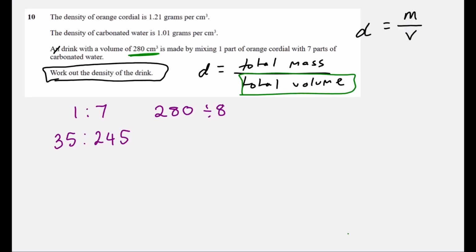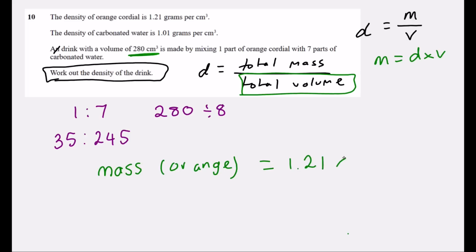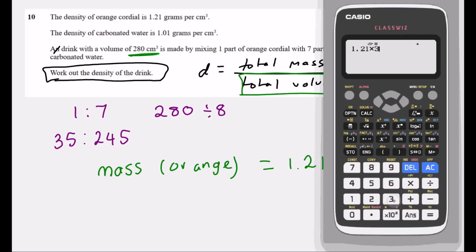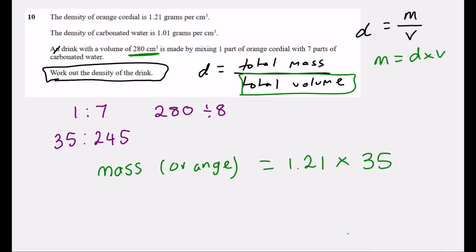We want to know the mass of each of them. We already know total volume. We're interested in the mass now. So the mass of the orange. If we rearrange this formula, mass will be density times volume. So the density of orange is 1.21. The volume was 35 centimeters cubed. 1.21 times 35 is 42.35. That's the mass of the orange.